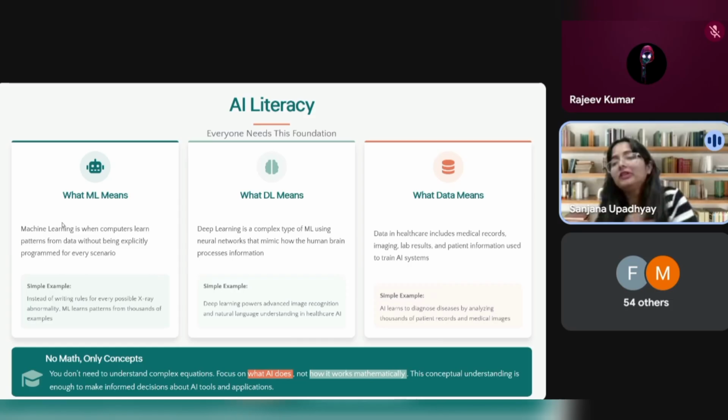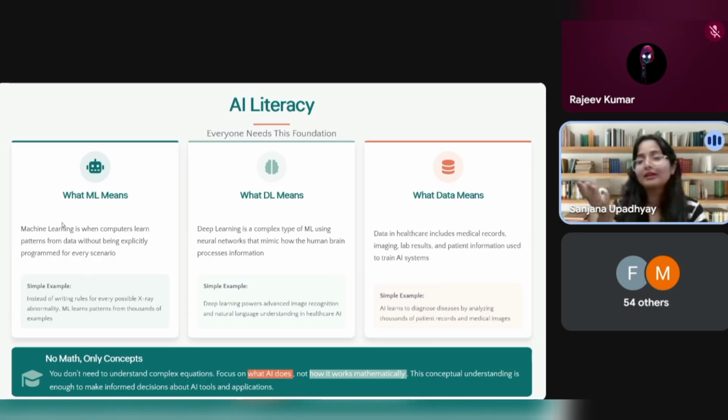What DL means: it is just an extension of ML. That is deep learning. Deep learning uses neural networks. So if you actually go deep into it, and you attend the further workshops which I'm planning to conduct, then you will understand what exactly deep learning is and how these models work. If you are going to train on images, let's say radiology images, deep learning is something which is going to be very helpful.